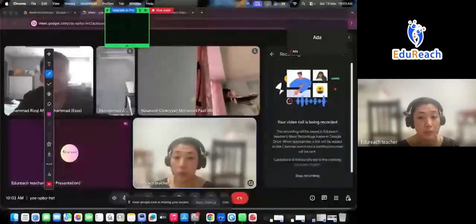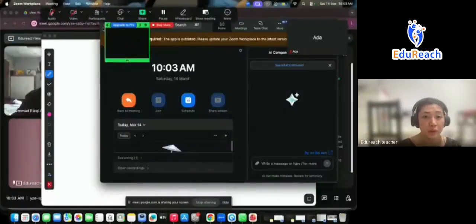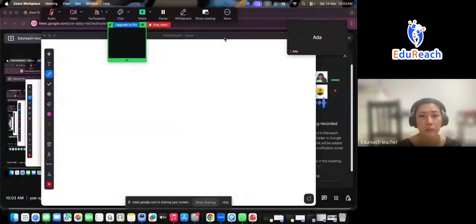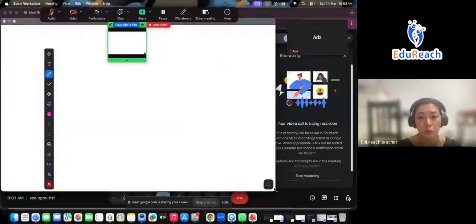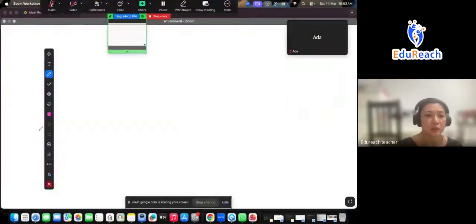Question number 2. By the way, question number 1, the answer is C. Is everyone clear? Kenya? Question number 2, Zakia, can you help to read for us, please?